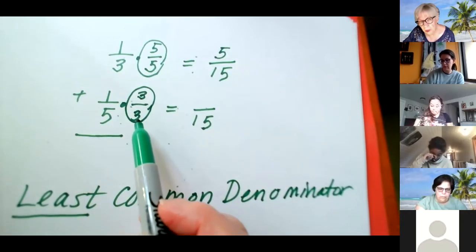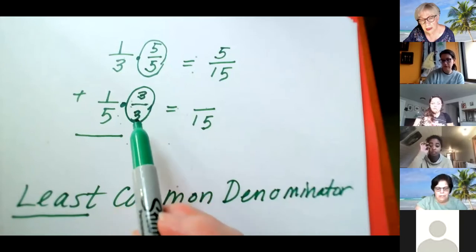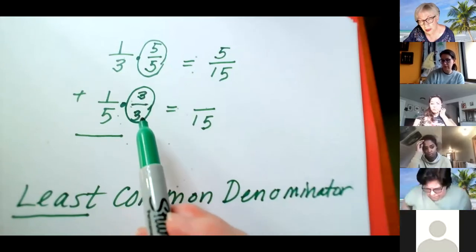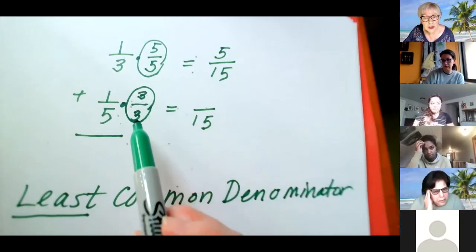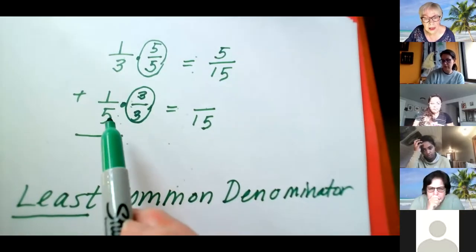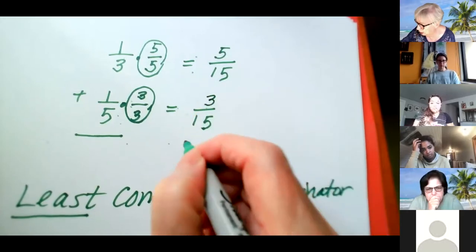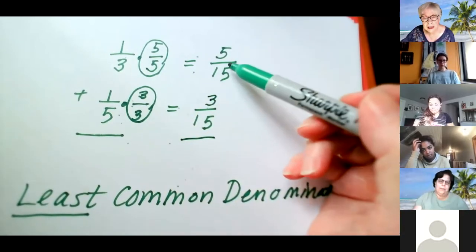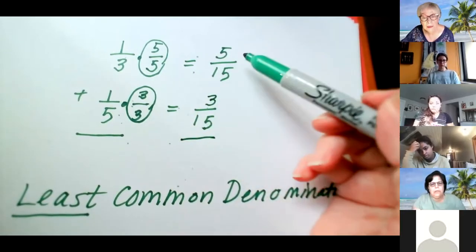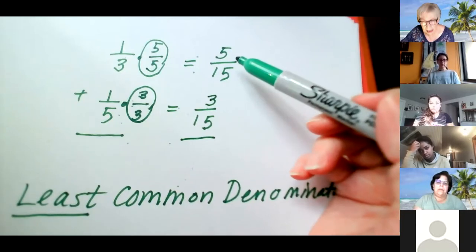This may not be the way you learned it, putting this number in, but this actually will be useful in algebra. And so I'm going to show it this way. 5 times 3 is 15. 1 times 3 is 3. The question is, is this now doable? Can we actually add it?